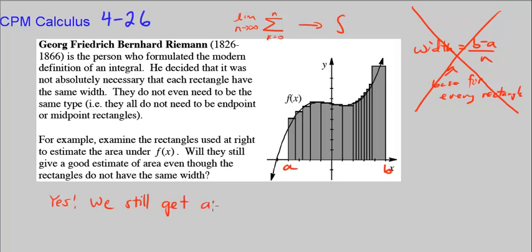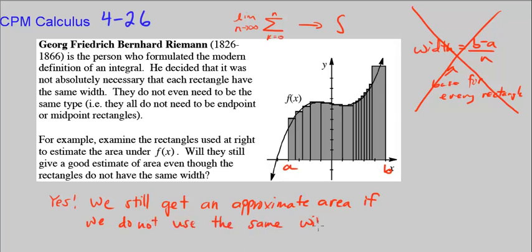We still get an approximate area if we do not use the same width for each rectangle, because this pretty much looks like a good approximation for the area under the curve from A to B. When we add up all the areas, we still get a good approximation of the area. So will they still give us a good one?